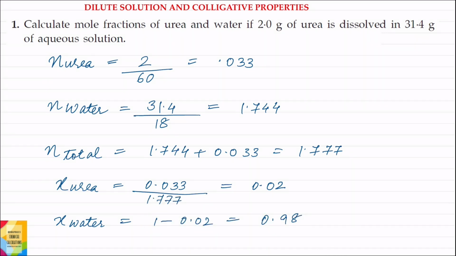Question 1. Calculate mole fractions of urea and water if 2 gram of urea is dissolved in 31.4 gram of aqueous solution. Weight of urea given है 2 gram. Molecular weight of urea होता है 60 gram per mole. Weight of water given है 31.4 gram.